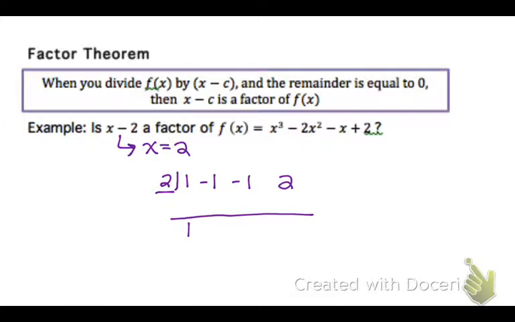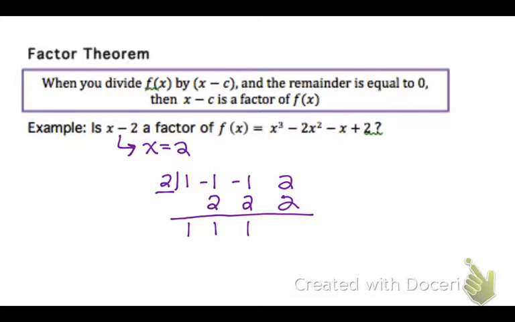Multiply the 2 and the 1 to get 2. Add negative 1 and 2 to get 1. 2 times 1 is 2. Negative 1 times 2 is 1. And then 2 times 1 is 2. So we're going to double check this again. So we bring down the 1. 2 times 1 is 2. I add negative 1 and 2 to get 1.